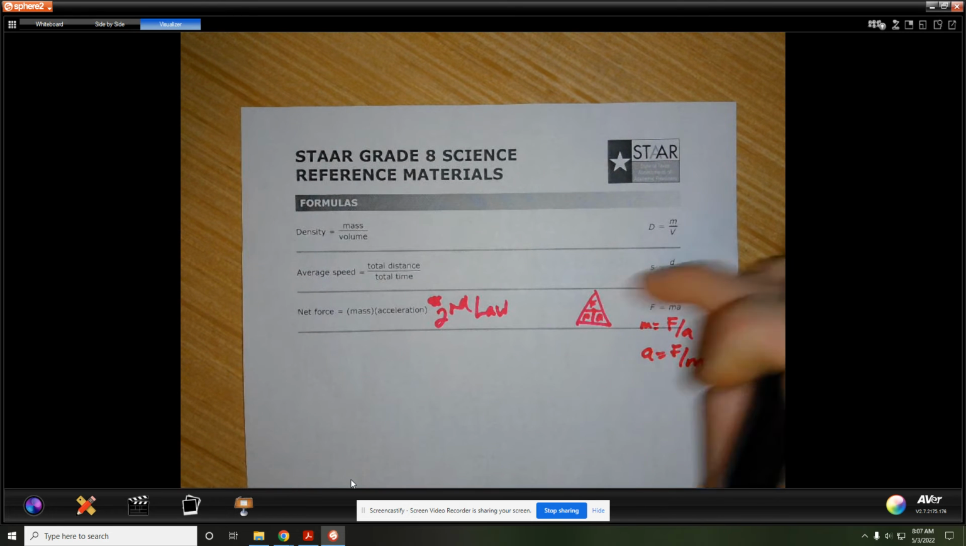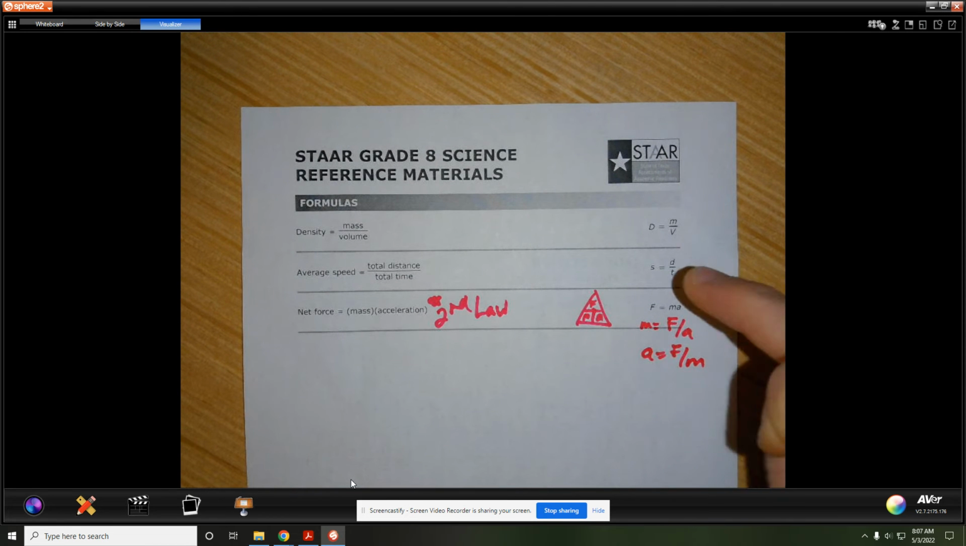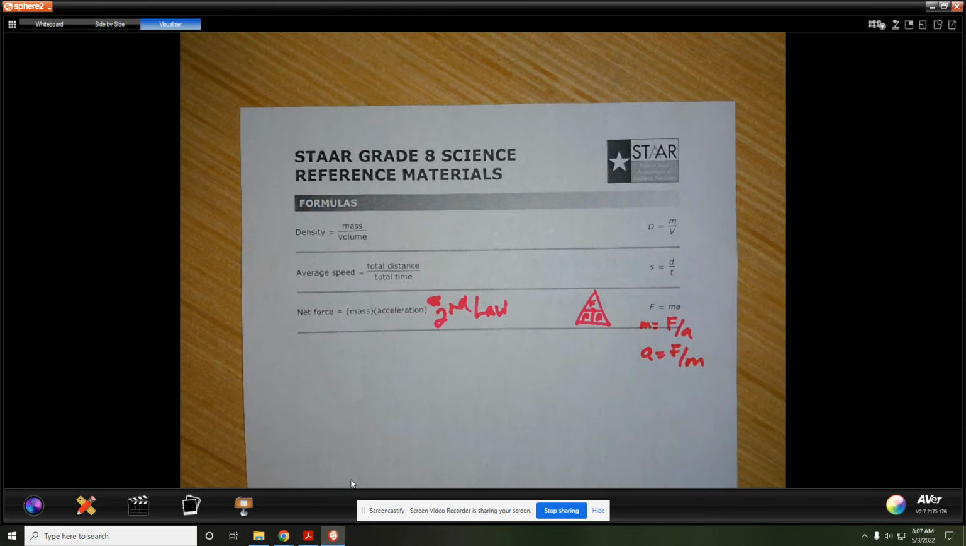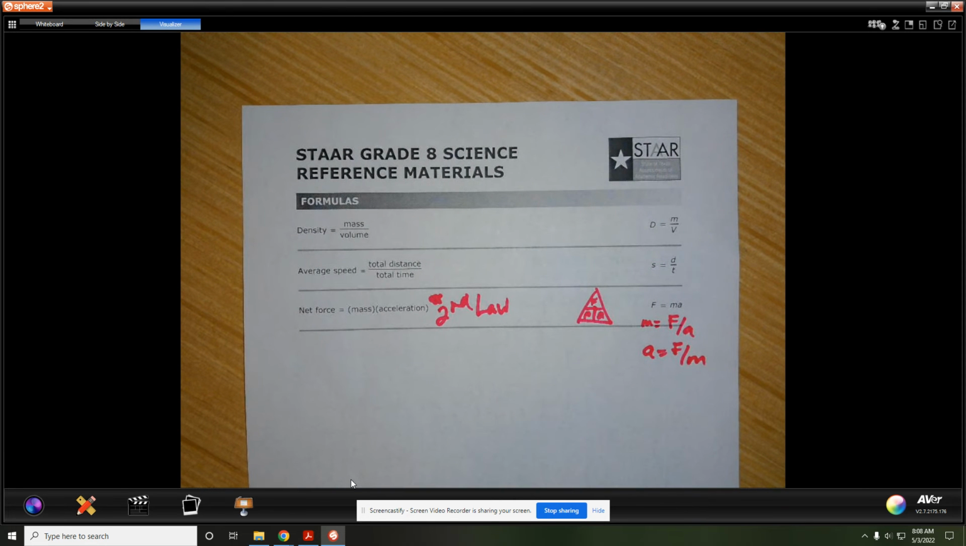And so those three, along with the speed equals distance over time and the density equals mass over volume, are going to allow you to answer any math problem that you are given.